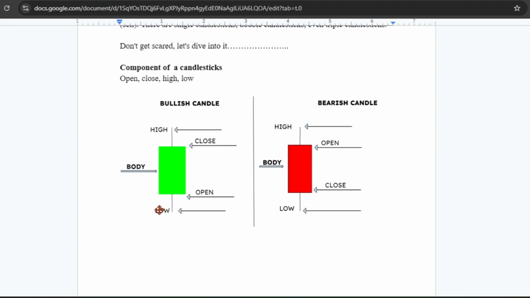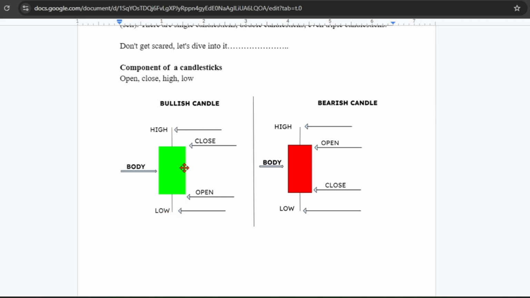When we have it at the bottom, we call it a lower wick. When we have it at the top, we call it an upper wick. The highest point of the wick is what we call the high. The lowest point of the wick is called the low.